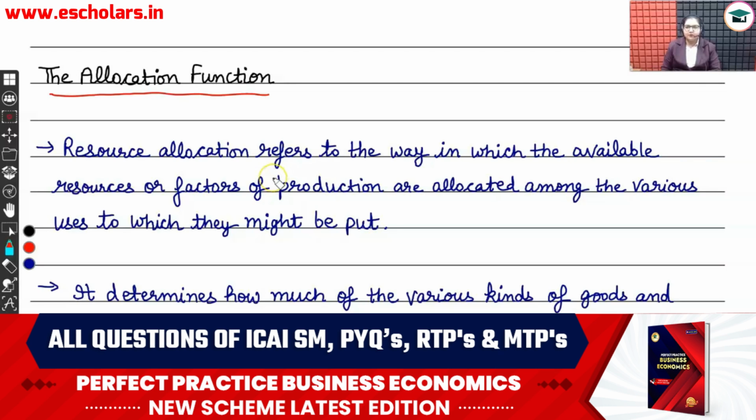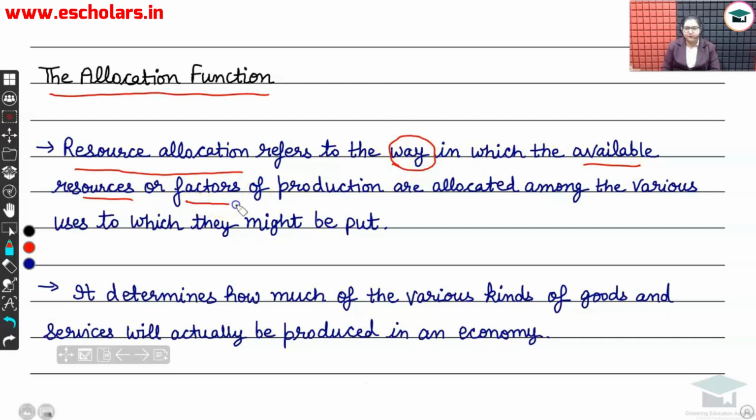The distribution of resources should be done in such a way in order to avoid the wastage of resources. So the allocation function is related to best utilization of the available resources in order to generate the goods and services. So let's have a look. Resource allocation refers to the way in which the available resources or factors of production, that is land, labor, capital and entrepreneur, are allocated, or you can say distributed, among the various uses, or you can say various purposes to which they might be put.